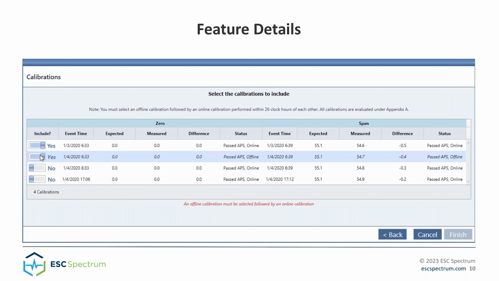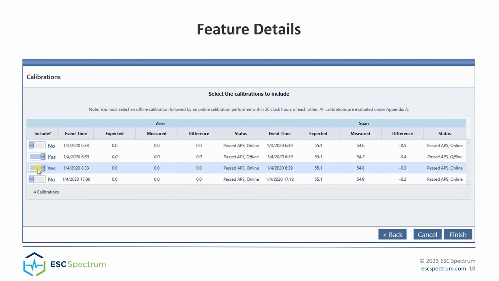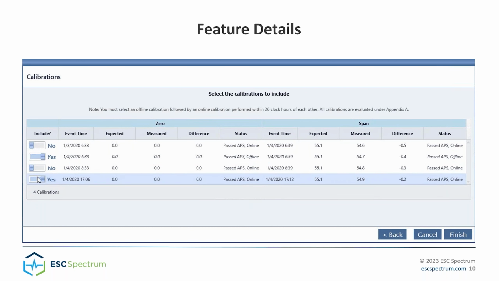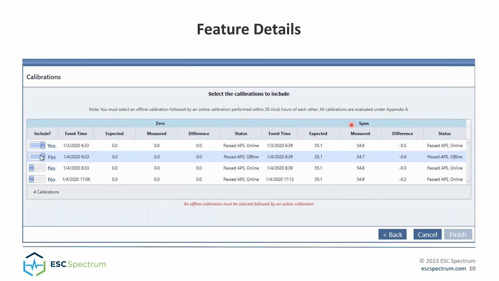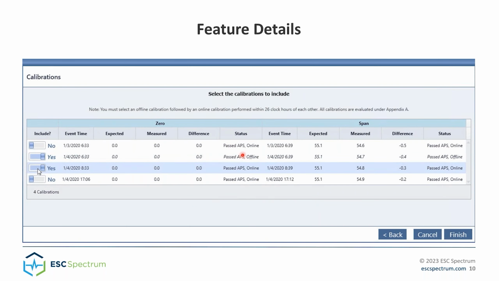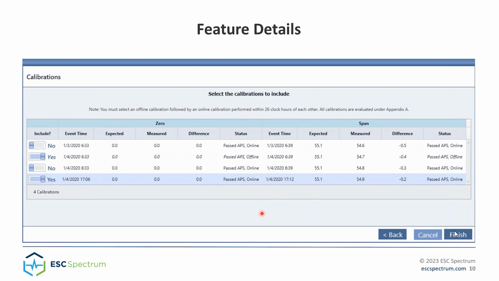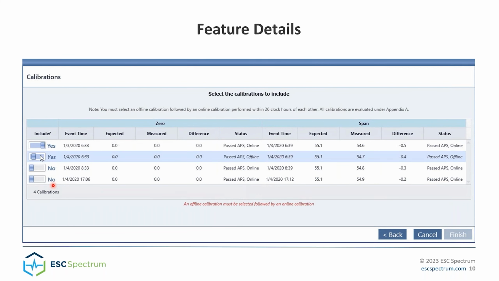And this is where you would select all of the calibrations you need for an online or offline calibration. We've got a couple of sections here. There's a zero and span at the top. Each of those has event time, expected, measured, and different status. You'll notice it reports here online and offline, depending on which it is. You can select the ones you need.